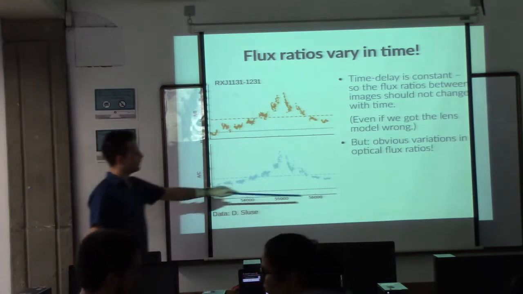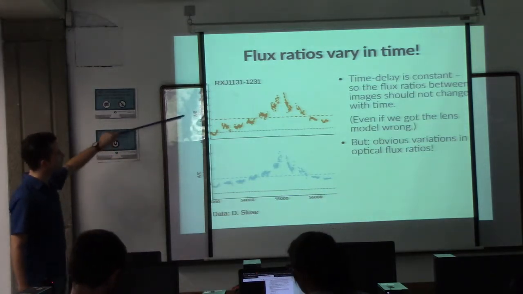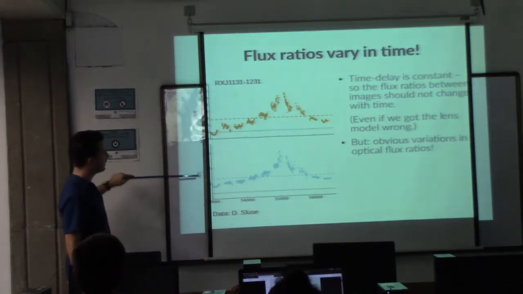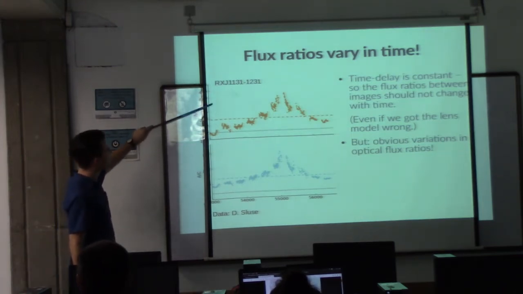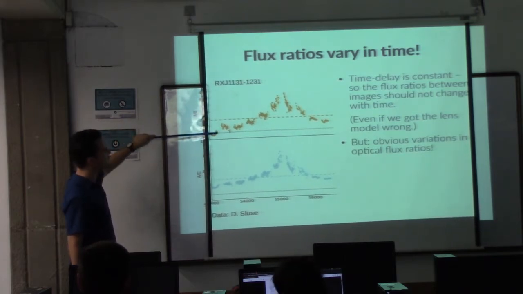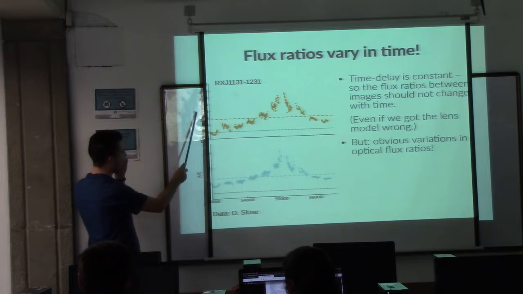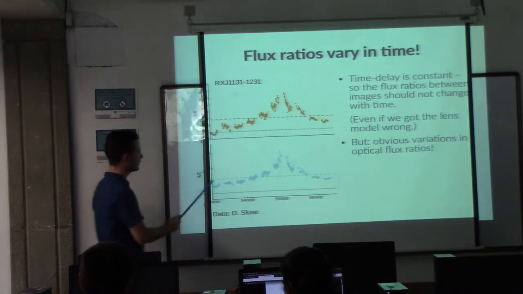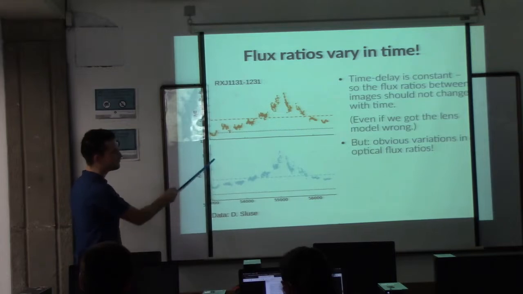This is the same 10 years of data. And this is a ratio of the brightness of the A image, the brightest image, and the B image, and the A image and the C image. And it fluctuates. The A versus B ratio varies between roughly 1 and 5 during this epoch. And also the A over C ratio varies between roughly 5 and 15.